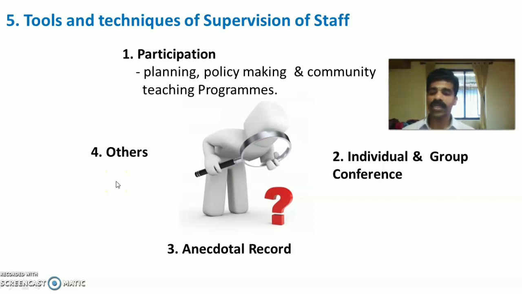Then the fourth one is others. There are many tools and techniques to supervise the staff, both in the health center and in the field, that could be used by the community health nurse, such as various records, reports, checklists, rating scales, evaluation formats, performance appraisal formats, etc. So these are the four important tools and techniques of supervision of staff by the community health nurse as a part of her supervisory function.